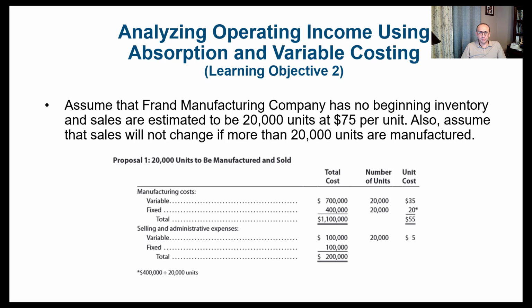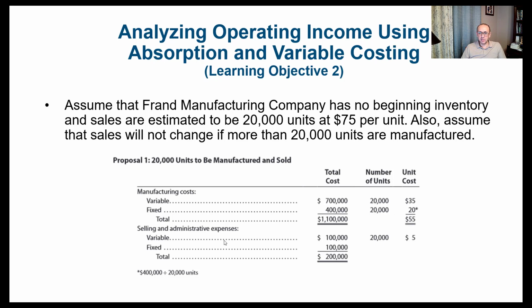So in other words, if we manufacture more than 20,000, that would stay as ending inventory. So here we have two proposals. Proposal 1, where we have 20,000 units to be manufactured and sold. And here we have the manufacturing cost, variable and fixed, based on 20,000 units of production, and these are the unit cost, and that's the total cost.